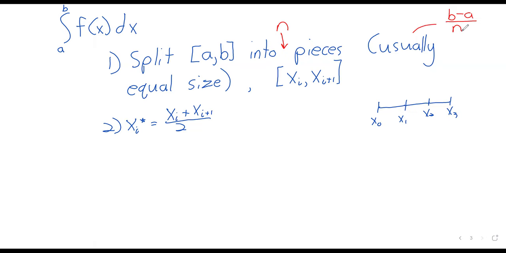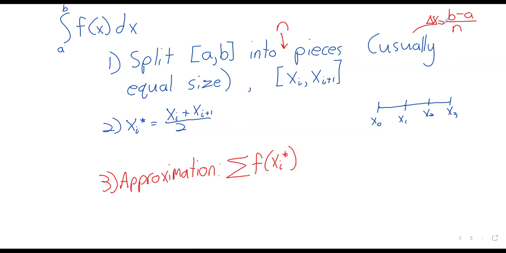B minus A is the length of the entire interval. We're splitting it into N pieces. And let's give that a name. Let's call it delta X. And from here, our approximation is that the integral is about the sum of f evaluated at these midpoints times delta x.